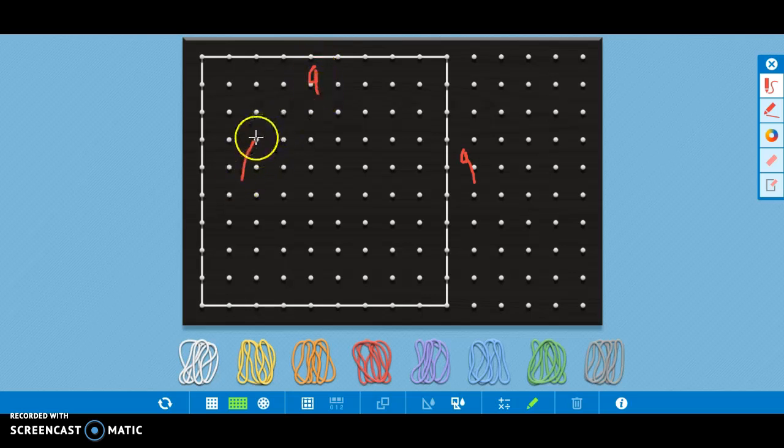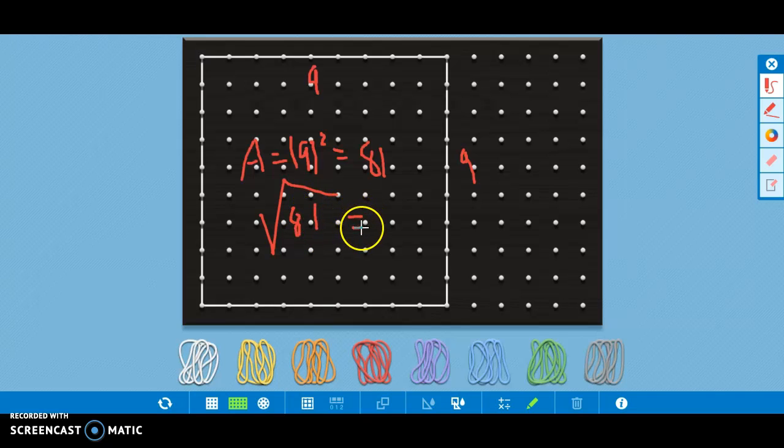So our area is equal to 9 squared, which is equal to 81. If we take the square root of 81, we are given back 9 as its square root. And that's basically a good way to check if it is indeed a perfect square.